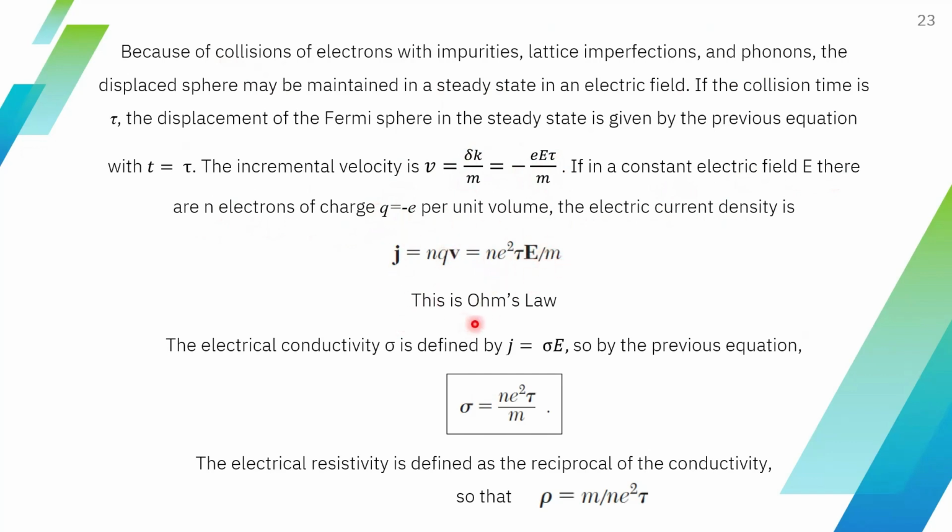This is Ohm's law. We know Ohm's law at a constant temperature, so the electrical conductivity sigma is defined by j equals sigma E. By the previous equation, j equals nqv, so sigma equals ne squared tau by m. The electrical resistivity is defined as the reciprocal of the conductivity, so rho equals m by ne squared tau.